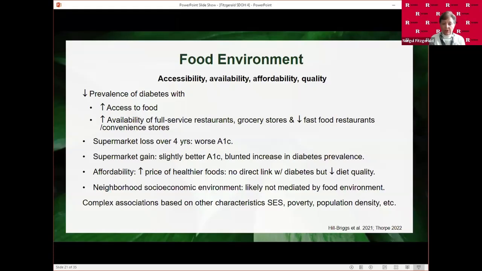So neighborhood socioeconomic environment and food environment are most likely two different things. Food environment does not necessarily mediate the neighborhood's socioeconomic environment. So they have their own separate effects on different outcomes. And these outcomes, depending on the research you're looking at, can be complex associations because they can be influenced by other things in that community, such as the other socioeconomic factors, population density, and things like that.